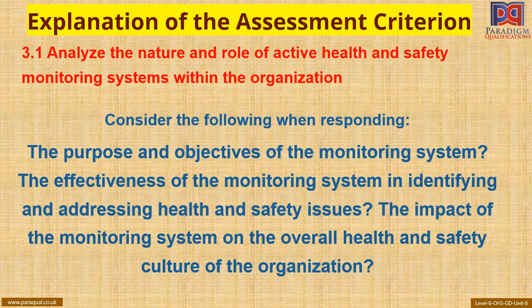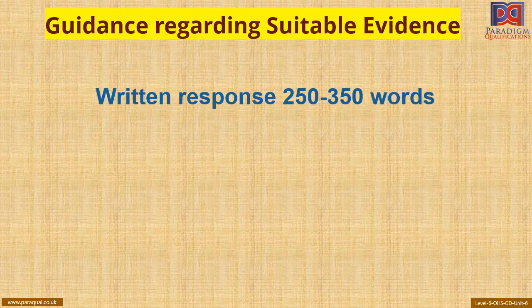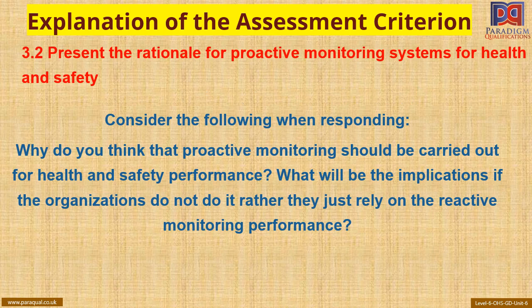3.1 is analyze the nature and role of active health and safety monitoring systems within the organization. 3.2 present the rationale for proactive monitoring system for health and safety. Rationale means the justification. Consider the following when responding.